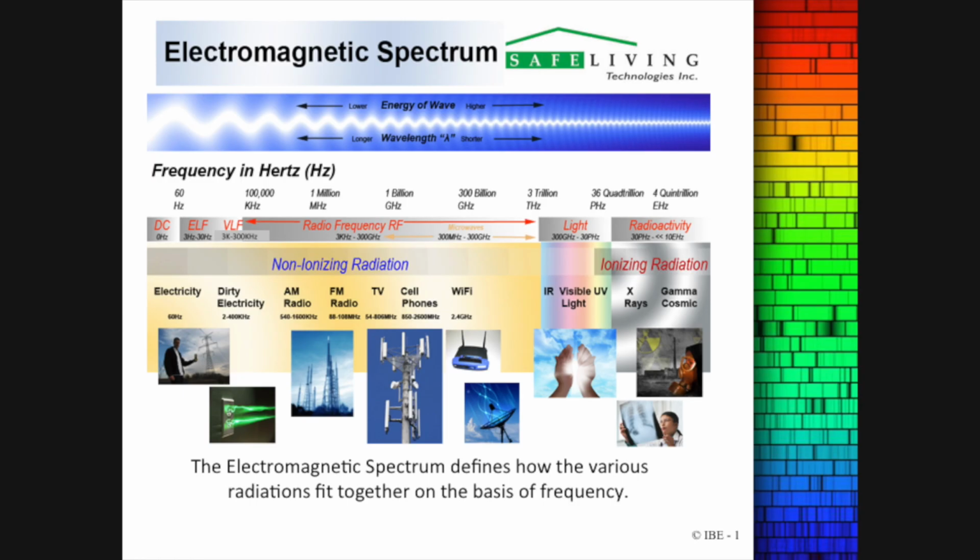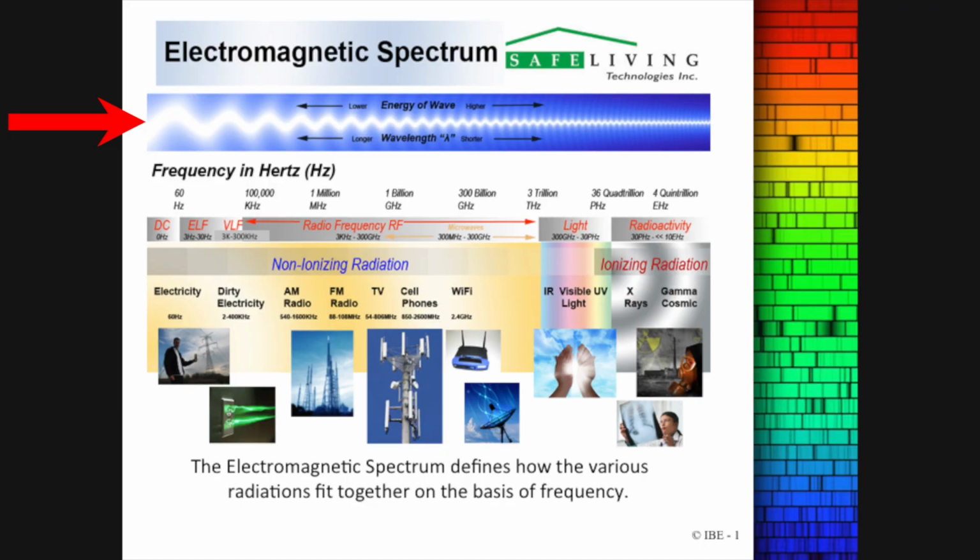I want to call your attention to the upper part of this chart where the energy of the wave is mentioned. At the lower frequencies, as in power system level radiation, the energy is low, and as we move up in radiation frequency, we get into more and more stored energy in these man-made radiations, and they have the potential for doing more damage.